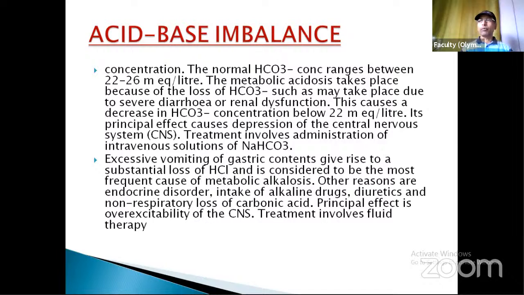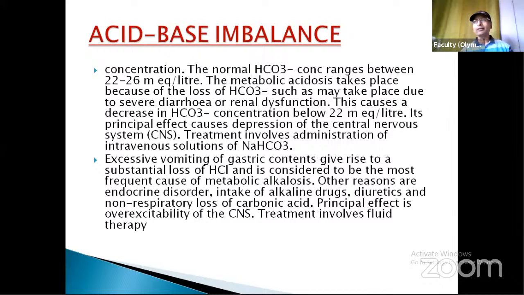But if it is seen that bicarbonate ion has been excessively lost from my body for some reason, due to severe diarrhea, due to renal dysfunction, by any means the concentration of bicarbonate ion that should be present is not there. It is less than that amount; 22 to 26 milliequivalent per liter bicarbonate should be there, but it is not there. So now what will happen if for any reason, some metabolic reaction, lots of H plus ions have come? Who will be there, who will accept it, who will reduce the number of H plus for maintaining the pH? There is no sufficient quantity of bicarbonate ion.